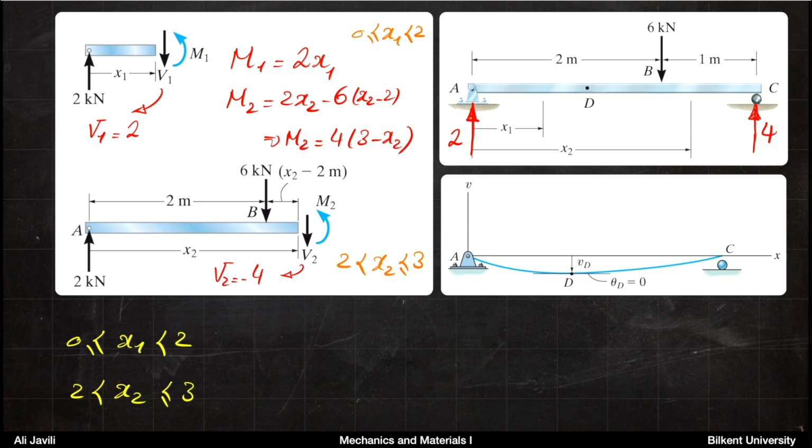Now for the left part, if you cut it anywhere between A and B, the shear force itself would be 2, and the moment would be 2 times x1, because you have a force 2 upwards and then the distance is x. So it would cause a moment like this. So your moment equation for any point between 0 and 2 would be 2x1.